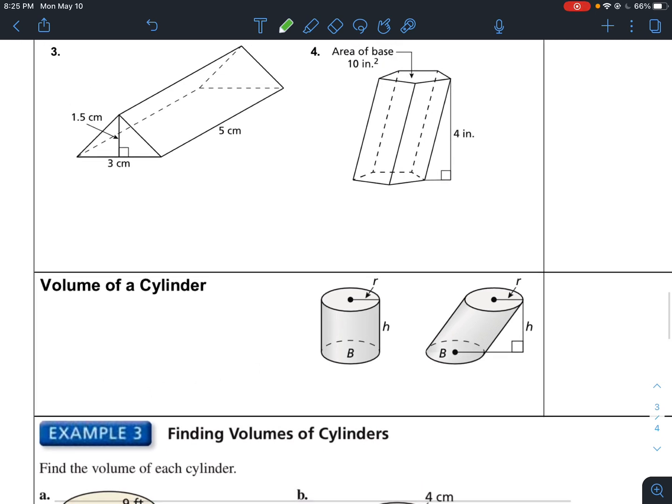I can give you the answers if you want to double check your work. For number 3, you should get 11.25 centimeters cubed, and for 4, you should get 40 inches cubed.